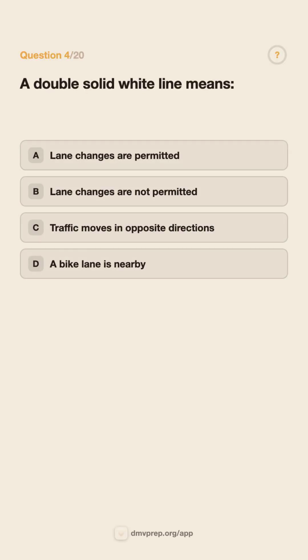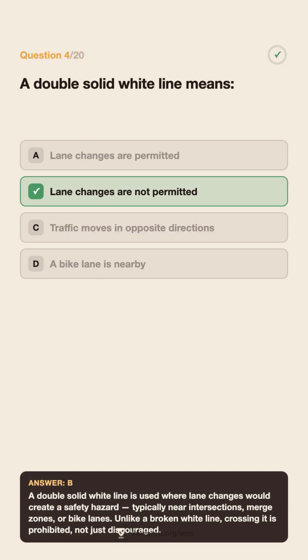Question 4. A double solid white line means A. Lane changes are permitted. B. Lane changes are not permitted. C. Traffic moves in opposite directions. D. A bike lane is nearby. The correct answer is B. A double solid white line is used where lane changes would create a safety hazard, typically near intersections, merge zones, or bike lanes. Unlike a broken white line, crossing it is prohibited, not just discouraged.